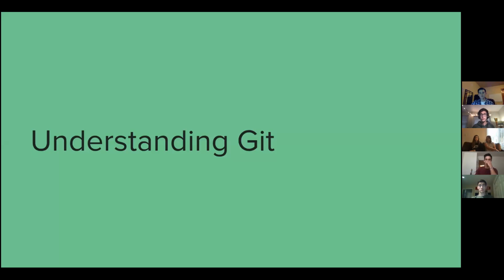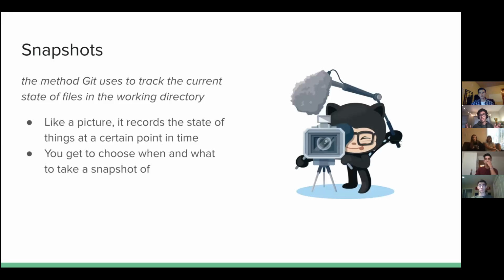Awesome. So now we're going to talk a bit about what Git actually is. Git is really built off of things called snapshots. And just like a picture, these track what's going on. You take a picture, that's how things are. So it records the state of things at a certain time. And you're the photographer in this analogy. So you get to decide what to take a picture of and when.